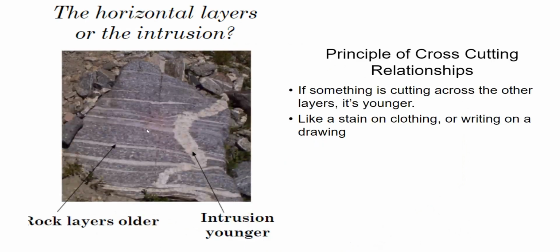This is an example of an igneous rock intrusion in a real rock. And you can see the rock layers in the sedimentary rock, and you can see the igneous intrusion, or the magma going through and solidifying. And like a stain on clothing or writing on a drawing, if something is cutting across the other layers, it's younger.